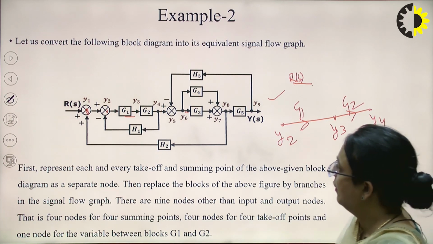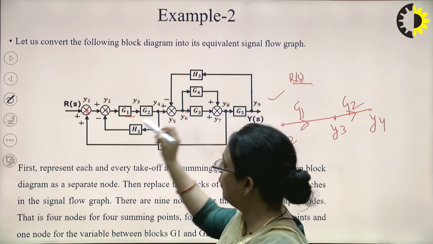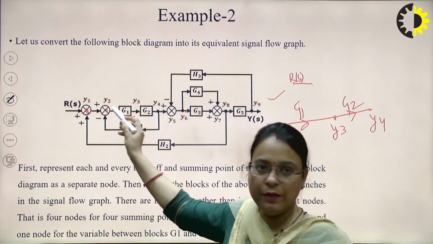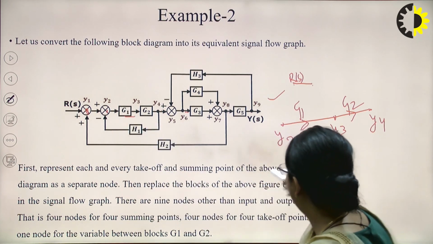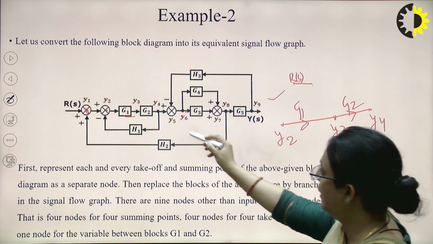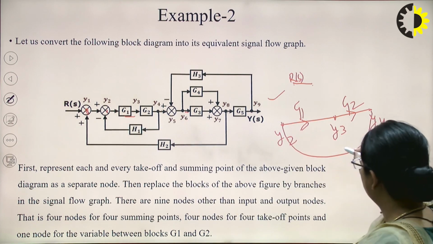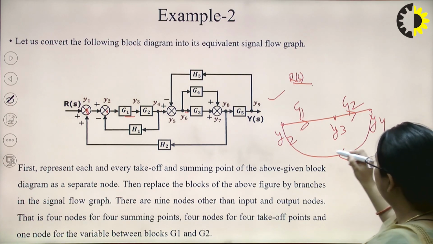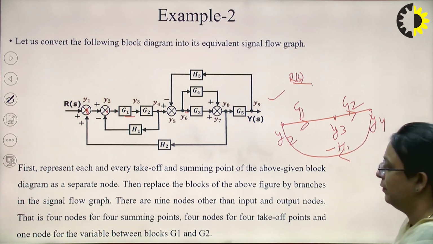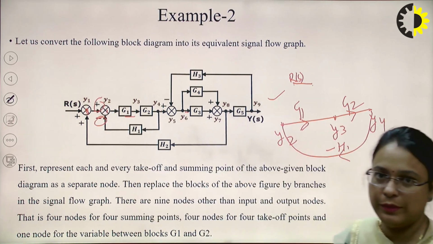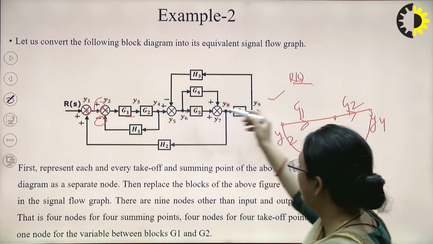Now similarly, between Y4 and Y2 we have a feedback loop with the gain H1 and a minus sign. So you can draw it from Y4 to Y2, connecting it like this. The signal flows like this, and the gain will be minus H1. We have to consider these signs of the summing point. Similarly, you can draw this.